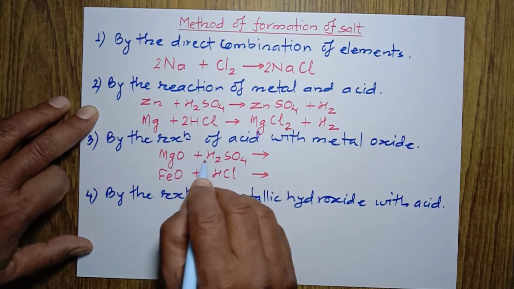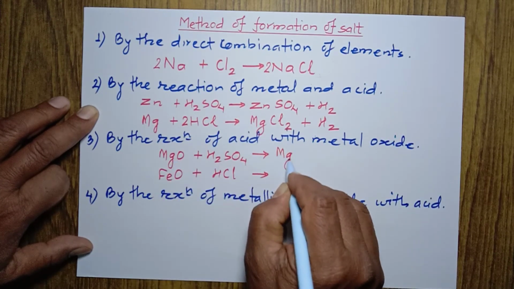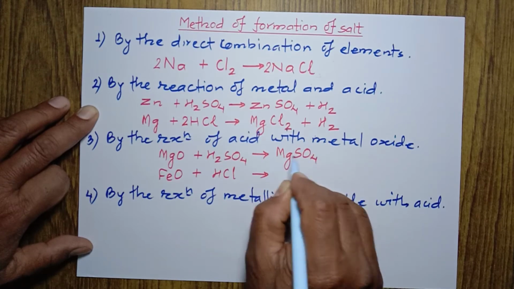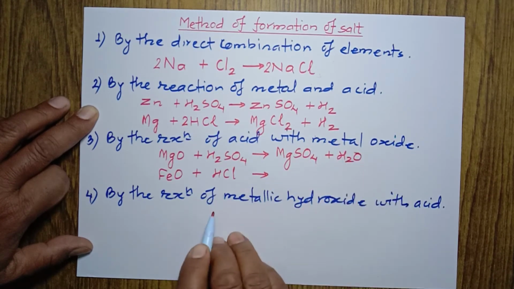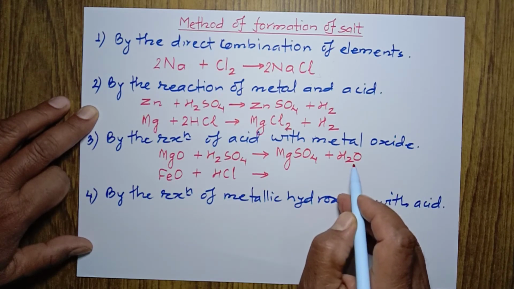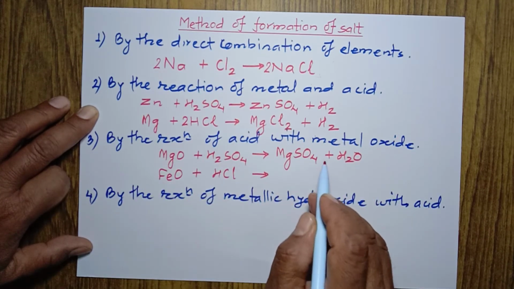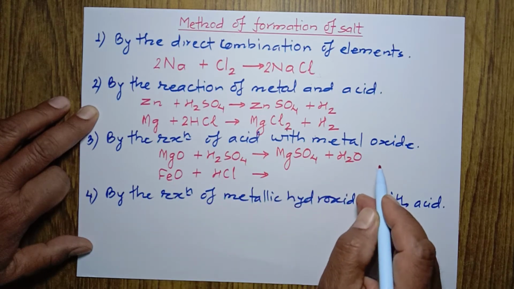and this magnesium displaces hydrogen, MgSO4, valency 2 to equal, valency no exchange, and another is water. Another product is water. And this reaction is balanced, and that's why we don't have to balance this.